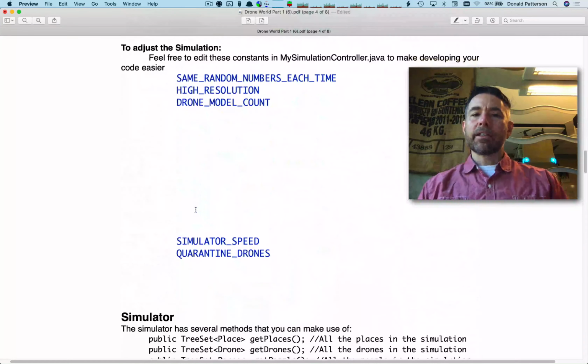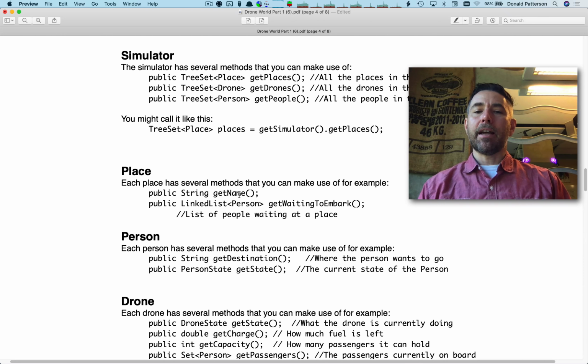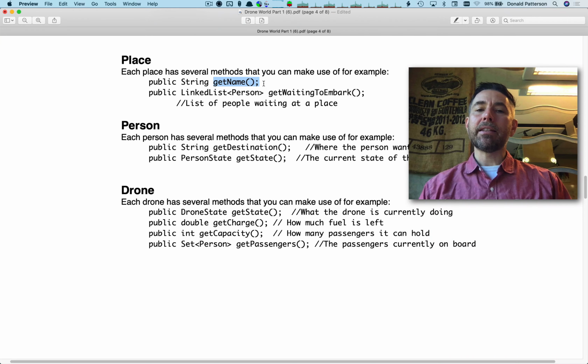You can ask to get a set of all the places by calling get places. You can ask to get a set of all the drones by calling get drones. You can ask to get a set of all the people by calling get people. And this is an example of how you would do that for one of those methods. For a given place, you can look up the place interface, but some things that you can get that are interesting is you can get the name of the place, and you can also get a list of all the people that are waiting to get on a drone.